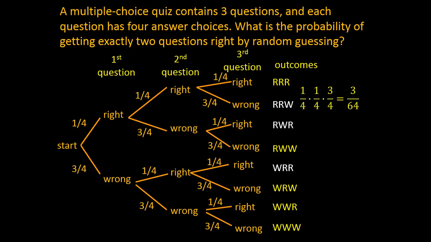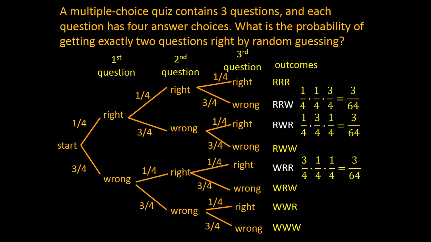And if we follow the probabilities along those branches and multiply them together, so for right, right, wrong, that would be 1/4 times 1/4 times 3/4, which is 3/64. For right, wrong, right, that's 1/4 times 3/4 times 1/4, which is 3/64. And for wrong, right, right, that's 3/4 times 1/4 times 1/4, that's 3/64.